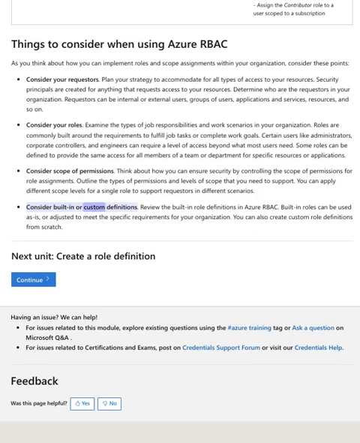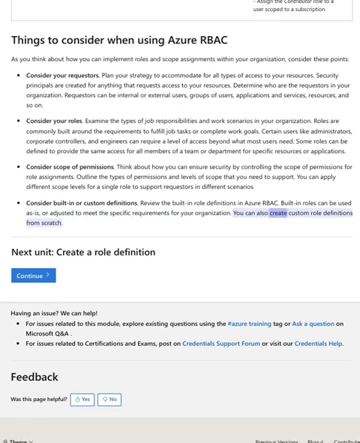Consider built-in or custom definitions. Review the built-in role definitions in Azure RBAC. Built-in roles can be used as is, or adjusted to meet the specific requirements for your organization. You can also create custom role definitions from scratch. Next unit, create a role definition.